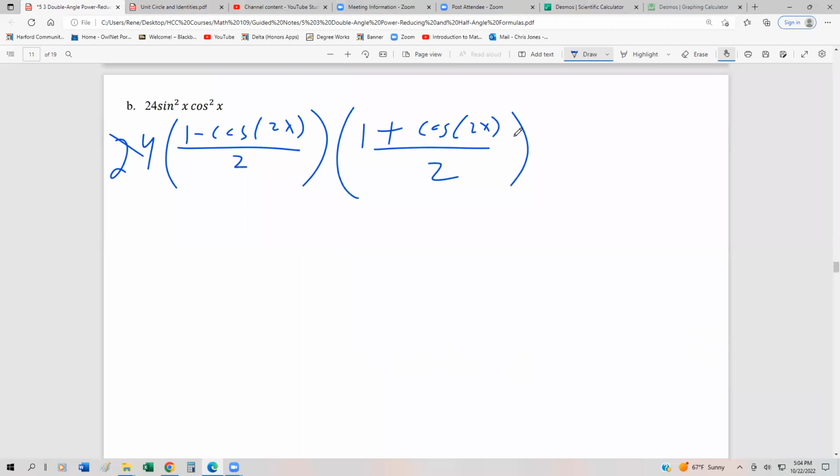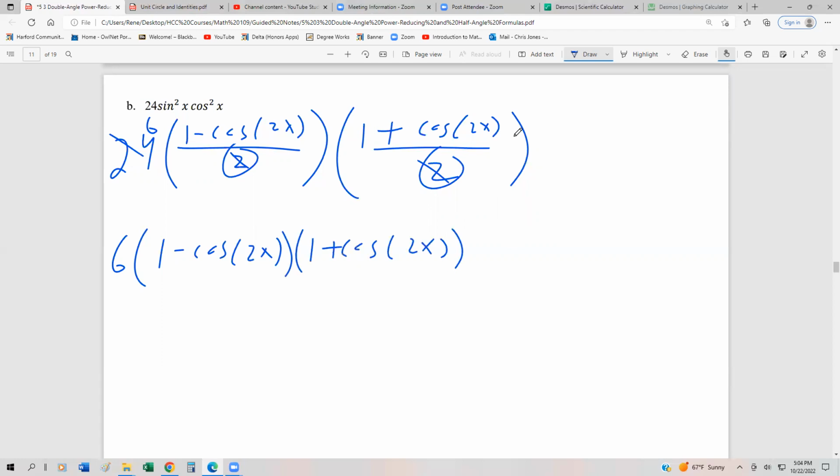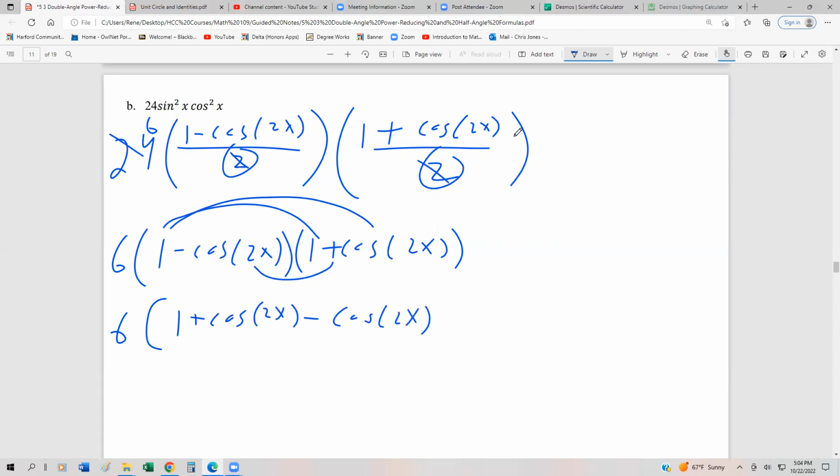Simplifying this, 24 divided by 2 is going to be a 6. Okay, so basically we have 24 divided by 4 because of the 2 and the 2. So this really just becomes 6 times 1 minus cos 2x times 1 plus cos 2x. Now we're going to FOIL. Okay, so 1 times 1, we get 1. 1 times positive cos 2x is going to be a cos 2x. Then we have the negative cos 2x. And then unfortunately, we're going to get a negative cos squared of 2x.